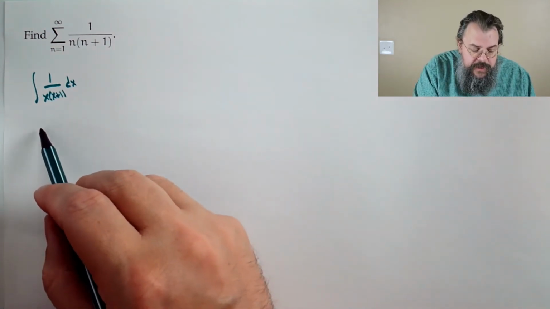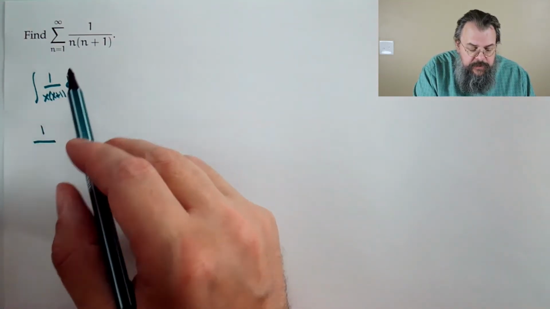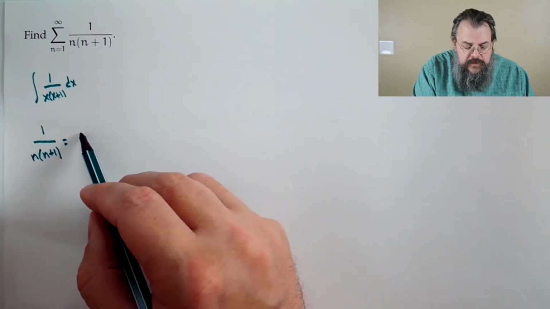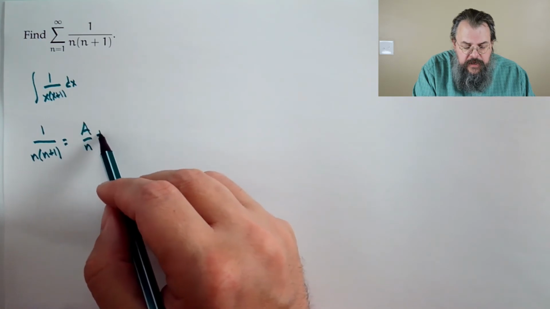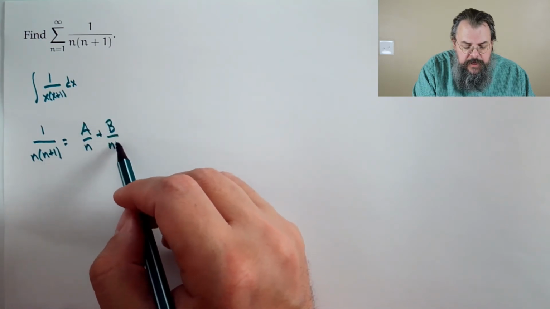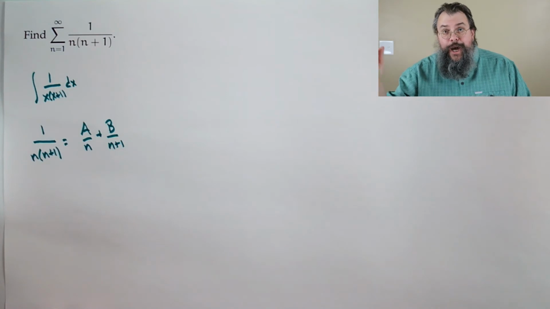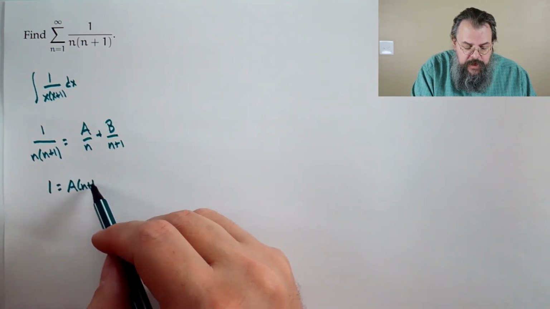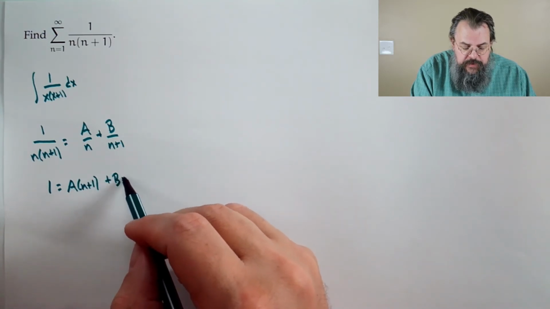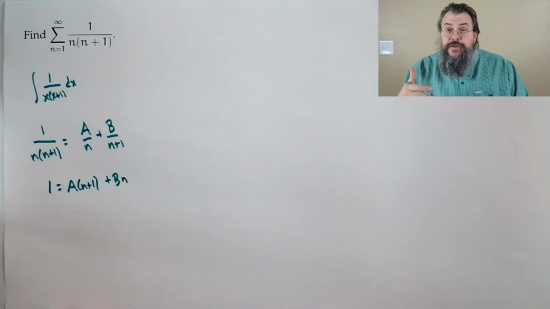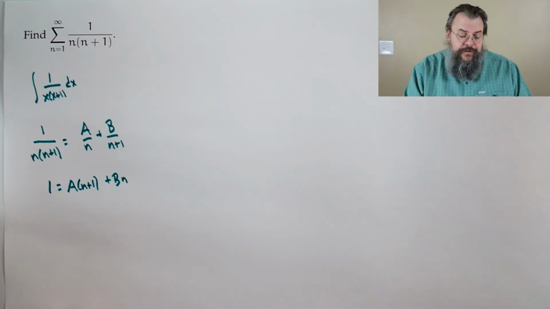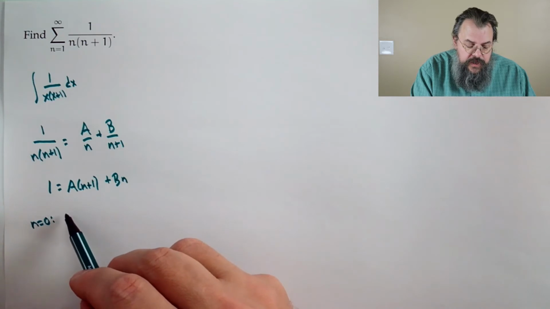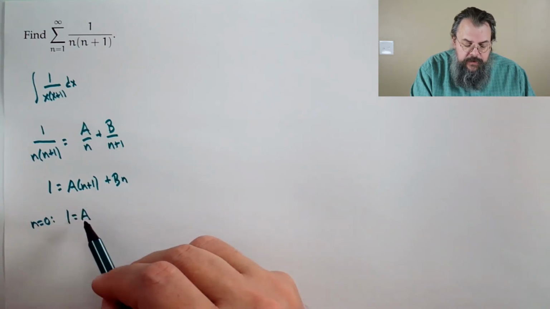So I'm going to do partial fractions with this expression, 1 over n times n plus 1. Something over n and something over n plus 1. Clear the denominator: 1 equals a times n plus 1 plus b times n. And now choose wisely. For example, if you choose n equals 0, you come to the conclusion that 1 equals a.